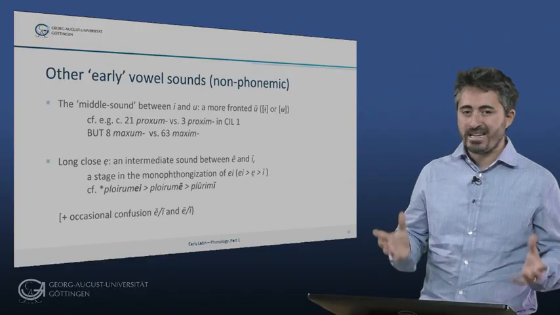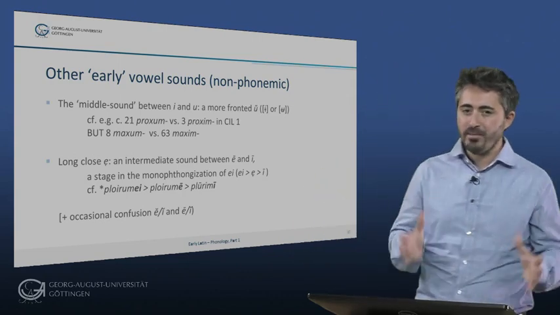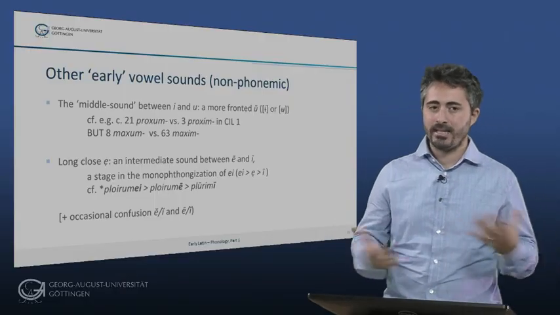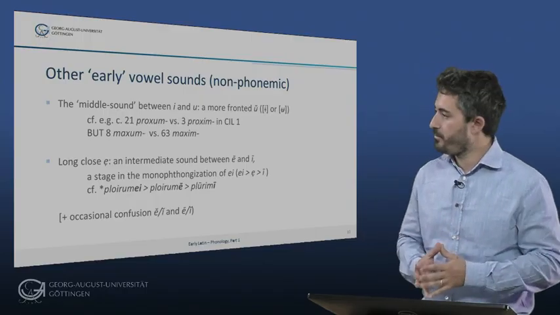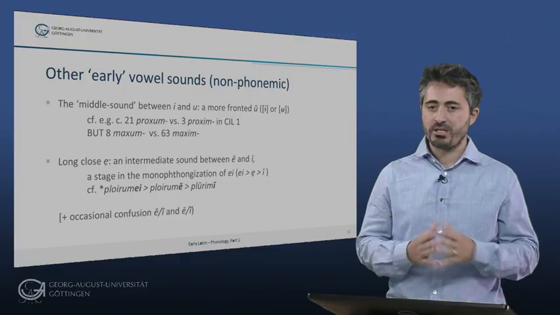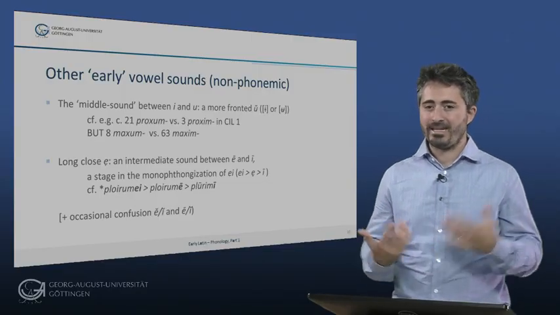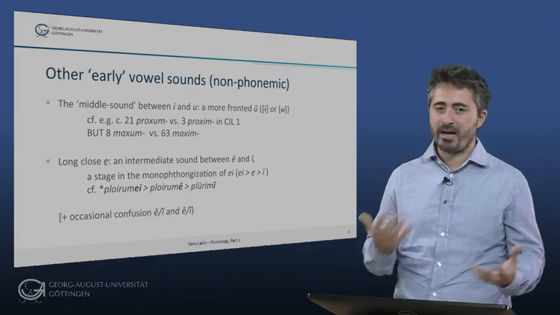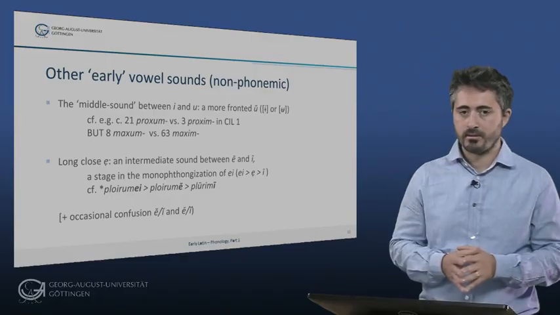Apart from the standard phonemic vowels, which I've listed in the triangle, early Latin had a number of other vowel sounds which normally represented the intermediary stages in the phonological development of the language. A very important one, the first one in the slide, was described by ancient sources as a sort of middle sound, an intermediate vowel between the I and the U, between the E and the U, a sort of more fronted variant of a short U, symbolized by some scholars with those two symbols.